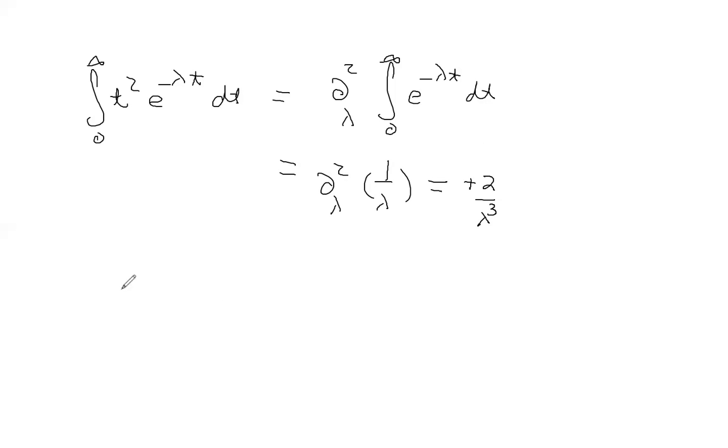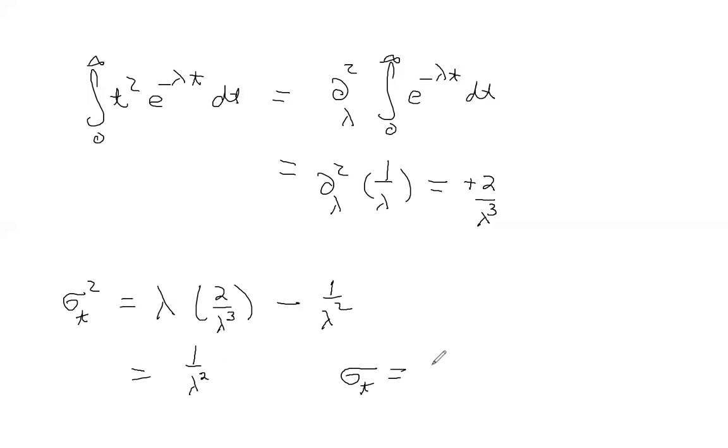Okay, so pulling that together, I would find that the standard deviation for the decay time, the spread in the decay time, equals lambda times that integral, which gives me 2 over lambda cubed minus the average value squared, which is 1 over lambda squared. 2 over lambda squared minus 1 over lambda squared gives me that. Therefore, sigma for decay, the standard deviation in the decay time, is 1 over lambda.